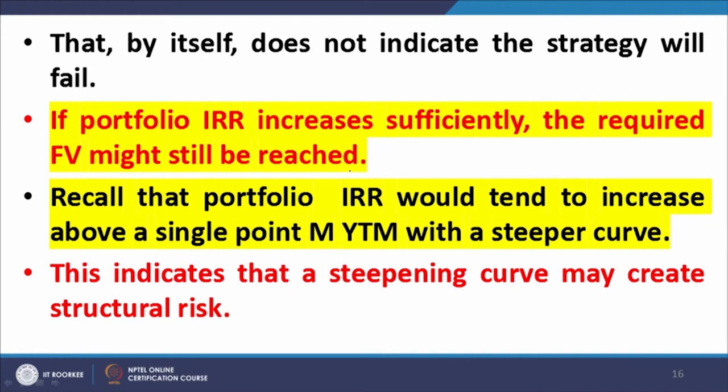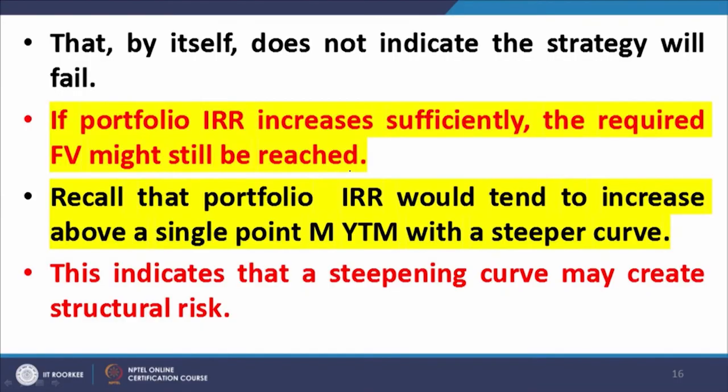As far as the present value of liabilities is concerned, there will be no change because there is no change in the YTM in this case. However, this will not conclusively establish that the strategy will fail. Prima facie, it may seem that because the present value of the assets has gone down below the present value of liabilities, because of the significant decline in value of the high maturity bond, the strategy fails. So, that does not conclusively establish the failure of the strategy.